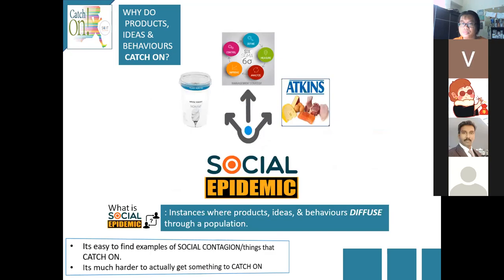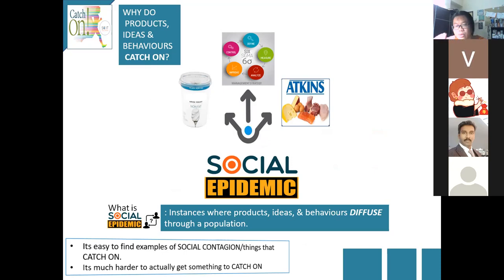So these are all examples of what we call a social epidemic. So what is a social epidemic? Well, I'm just going to read. Basically, it's instances where products, ideas, or behaviors diffuse through a population. What it means is where something went viral in a certain population.